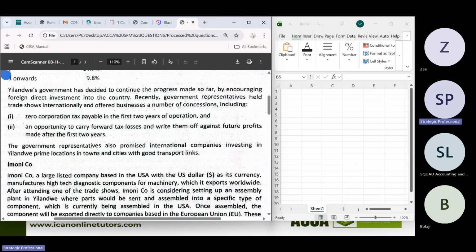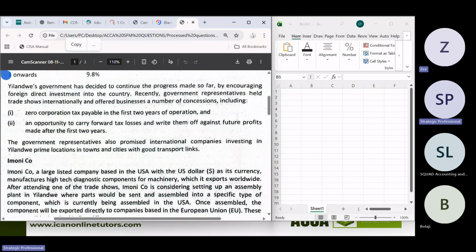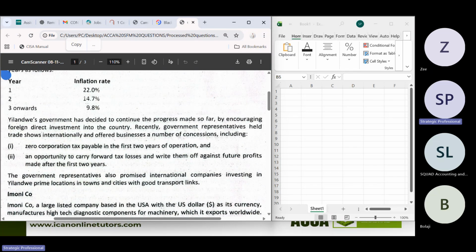I know I said it the last time: when the inflation rate is high, what happens to investors? They leave that country to invest somewhere else. So you can see here that Yolanda has tried to reduce the inflation rate. In year one it is 22%, and in year three they expect 9.8. After that, what did you see next in the paragraph? They say the Yolanda government has decided to continue the progress made so far by encouraging FDI, meaning that we have reduced our inflation rate, please come and invest in us.